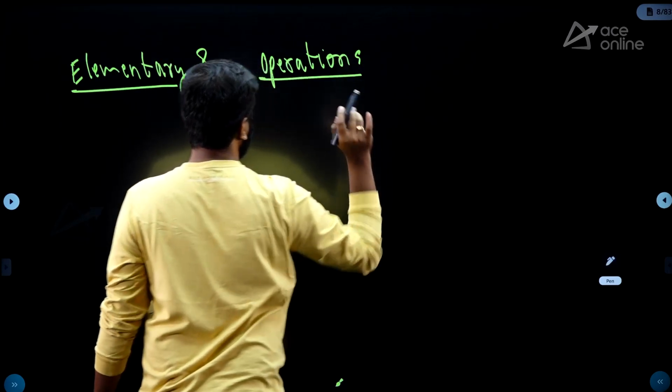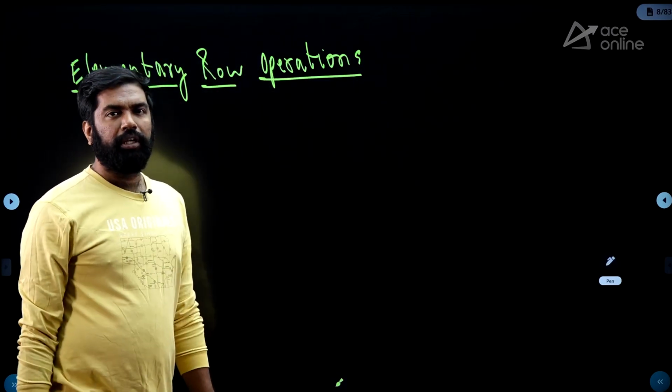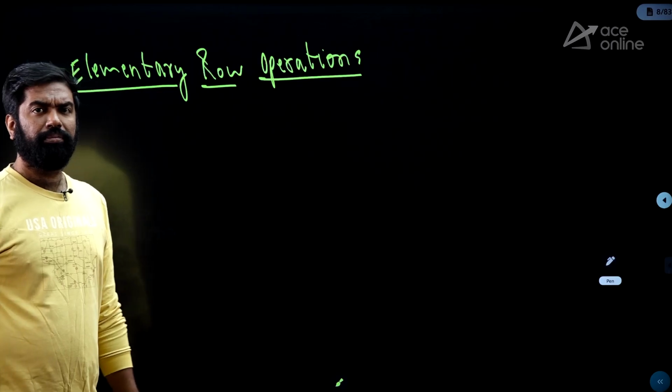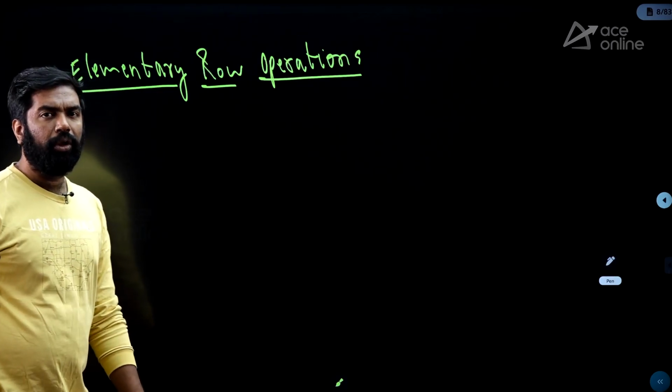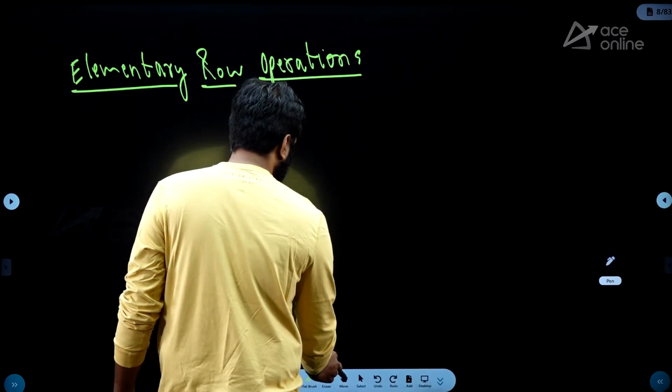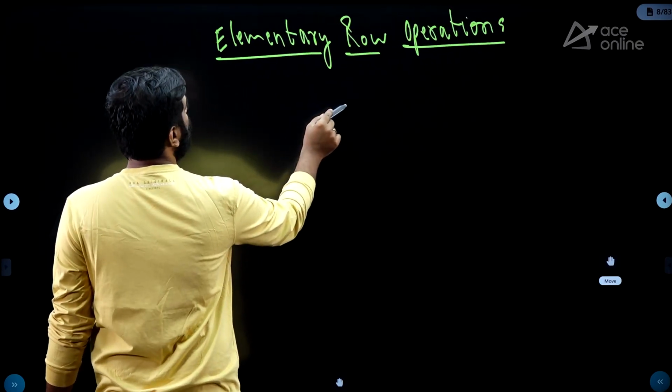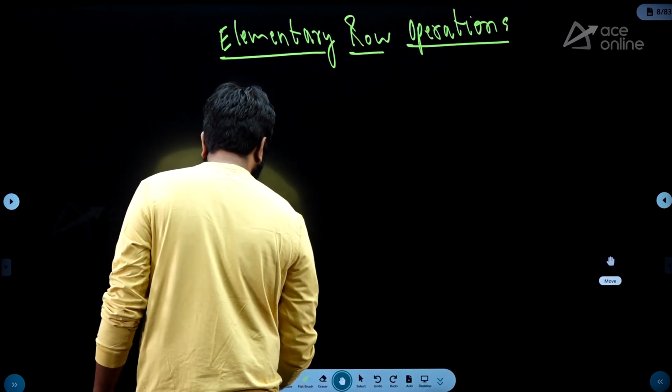This is one of the most important sections. It's like in every problem we use these elementary row operations. Let's learn them properly and see how they impact our determinant calculation.